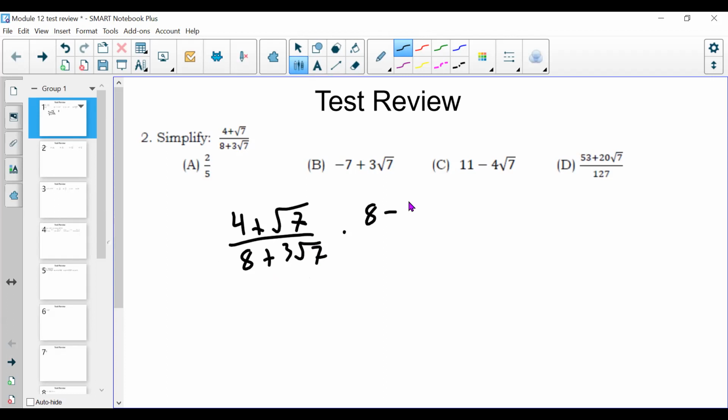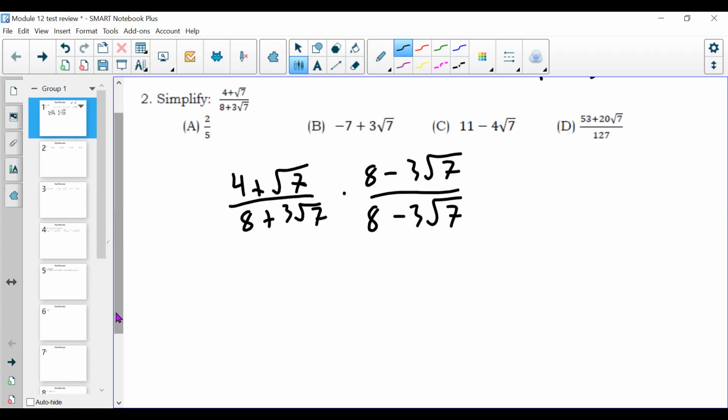I'm going to multiply top and bottom by its conjugate, because when you multiply by the conjugate, you get rid of the square root. When you multiply 2 square root conjugates, it becomes in the form a squared minus b squared, so it gets rid of that square root. So what you end up getting, I'm actually just going to start on the bottom.